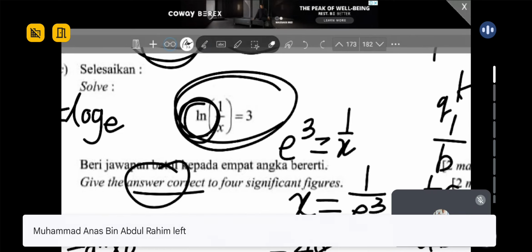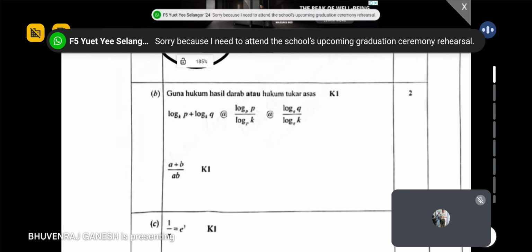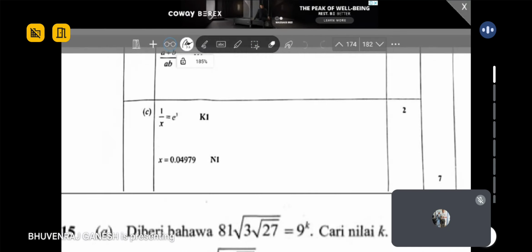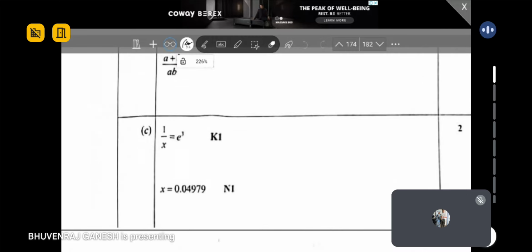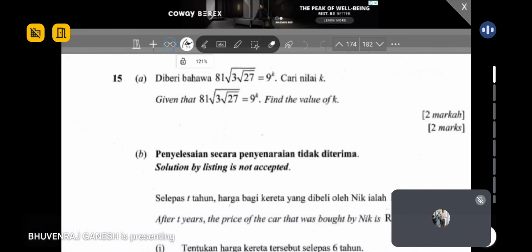0.04979. Okay, make sure you can only have one answer. Only one answer is accepted, because the question already says 4SF. Okay, can, guys? Do you understand this question? Can, right? Okay, so can means continue.